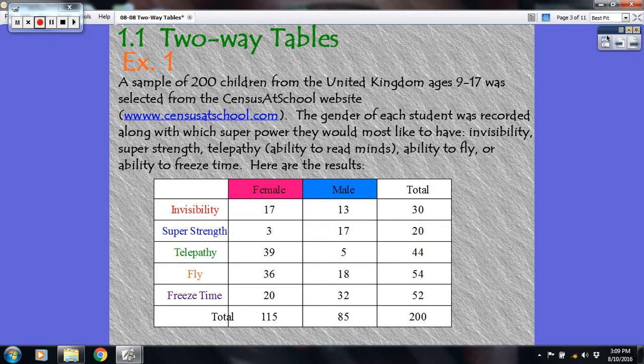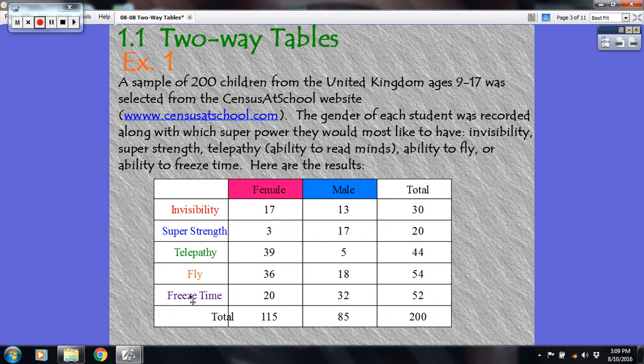Okay, this is an example of a two-way table. We have 200 children from the United Kingdom that were surveyed, from ages 9 to 17, and the breakdown of those is displayed in this table.